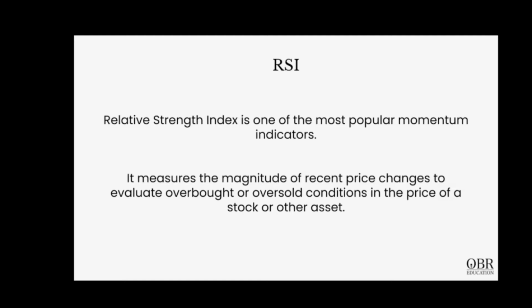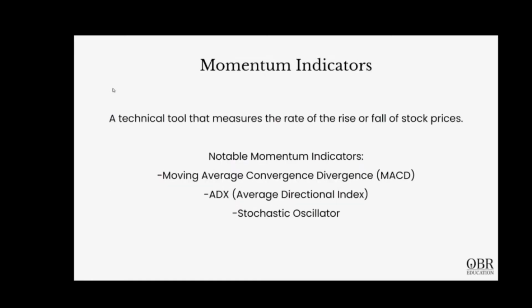The Relative Strength Index is one of the most popular momentum indicators in the world currently. I'm sure if you've been trading for a while, you've heard about the RSI. It measures the magnitude of recent price changes to evaluate overbought or oversold conditions in the price of a stock or other asset, whatever is essentially on the chart, right? So it is a momentum indicator, and a momentum indicator is a technical tool that measures the rate of the rise or fall of stock prices, or again, whatever asset you have charted.